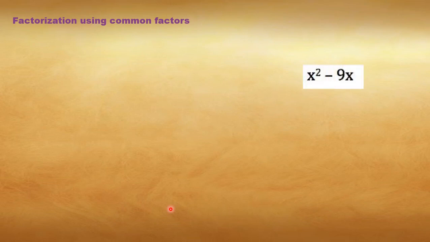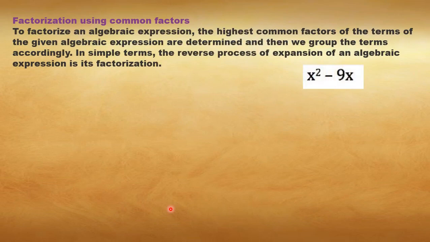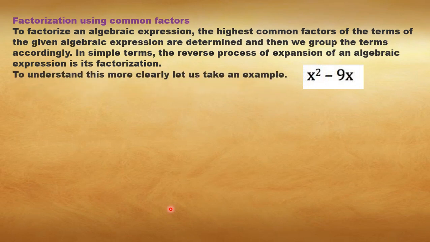Now the meaning of this, as we know, is the highest common factor. That is, in the terms we have to find the common factor in the given algebraic expression, and we will write that highest common factor of the terms of the given algebraic expression, which will be the factors. How will it be? Let us understand. Let's take this example, x square minus 9x.